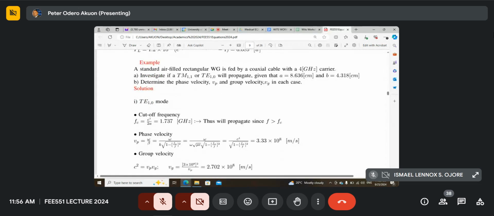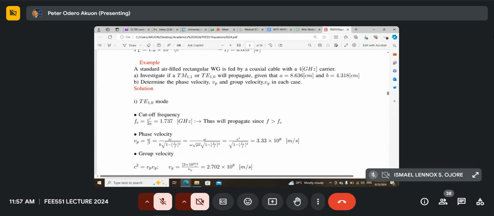Let's have this last one. I wanted us to have a look at this because this will help you with the tutorials that I will give soon, just to see how you deal with such a question on group velocity and phase velocity. You're given a standard air-filled waveguide, which is fed by a coaxial cable, that's the excitation, with a 4 GHz carrier. You are to investigate if a TM11 or a TE10 will propagate, given the sides of the rectangular waveguide, 8.6 and 4.3. Then you have to determine the phase velocity and the group velocity in each case.